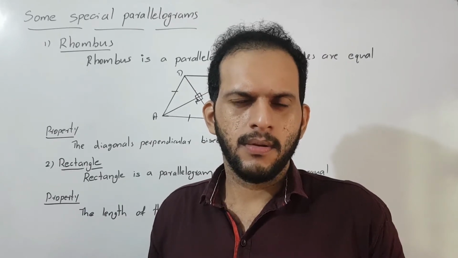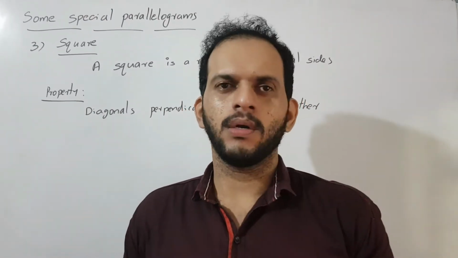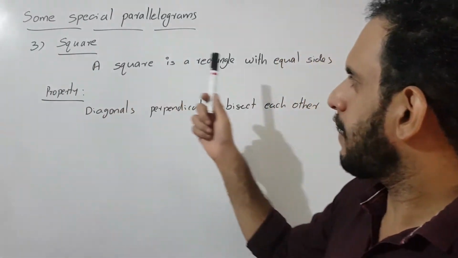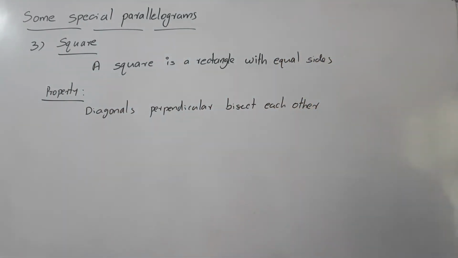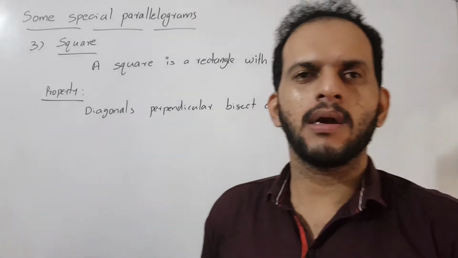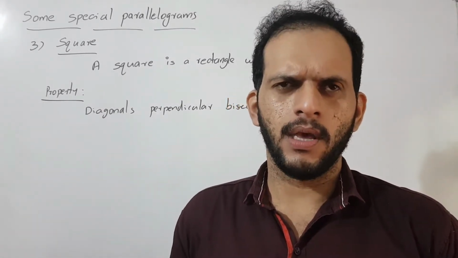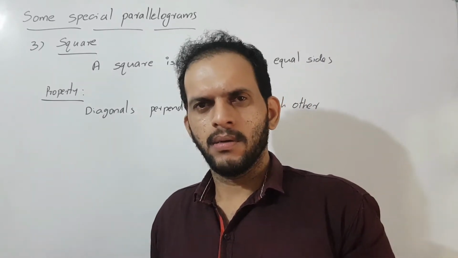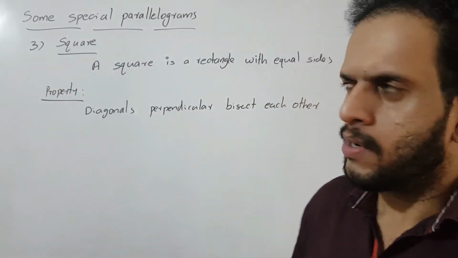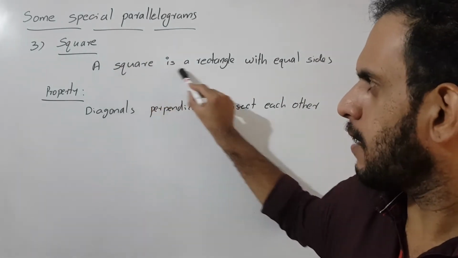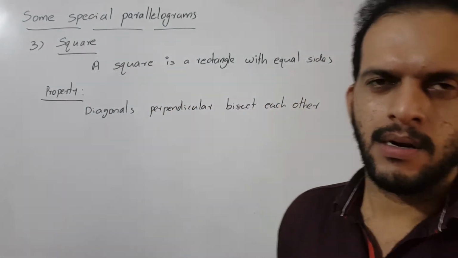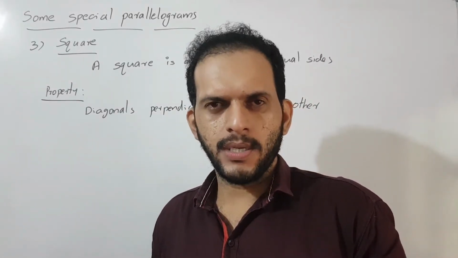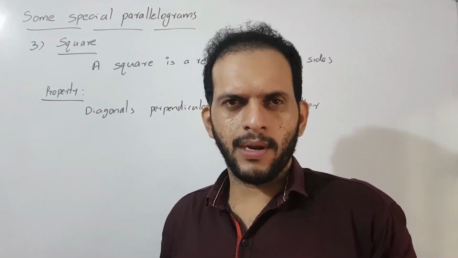Clear? Okay, third one is a square. What is a square? A square is a rectangle with equal sides. We know that, right? So if all sides of a rectangle are equal, what do we call it? Square. So square is a rectangle. So it satisfies all the properties of a rectangle.